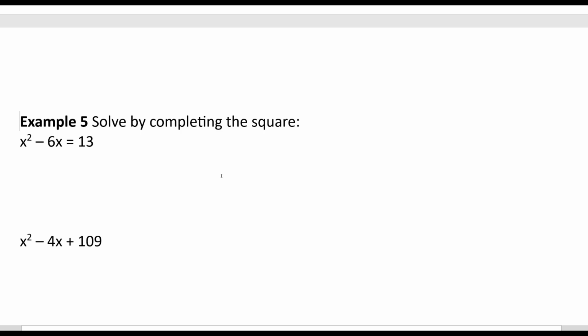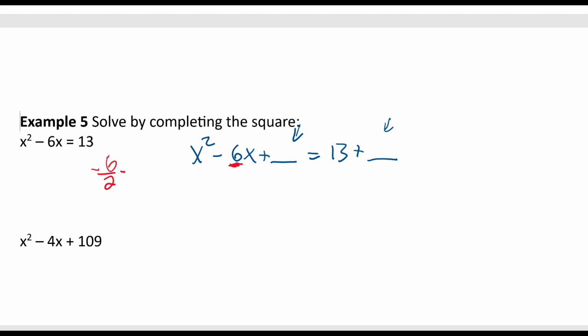The way I really approach this is, let's take this example right here, x squared minus 6x equals 13. So I have x squared minus 6x plus some blank equals 13 plus the same blank. Whatever I add to this side, I have to add to this side to maintain the balance of the equation. So take that negative 6, the coefficient of x, the linear term, divided by 2 is negative 3. And negative 3 squared is 9. So I'm going to put a 9 here and put a 9 here.